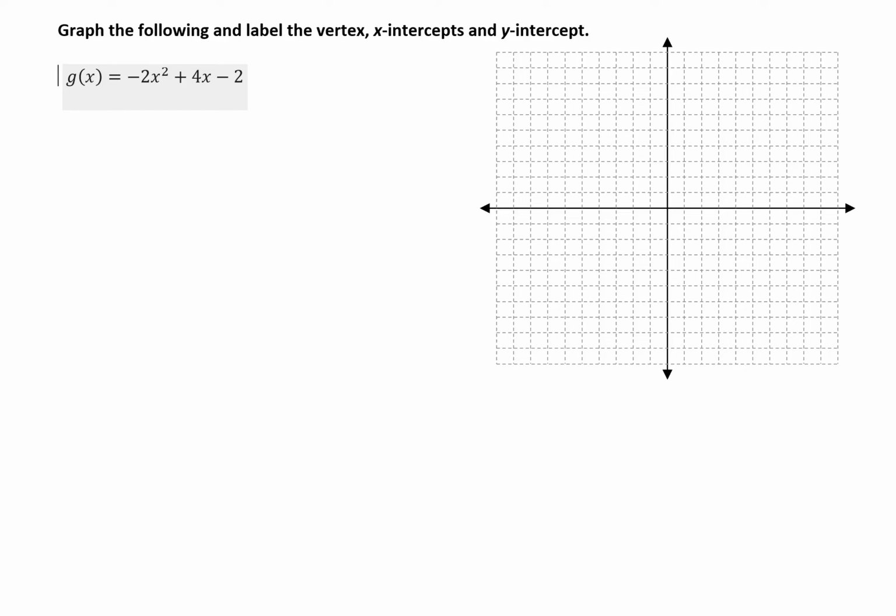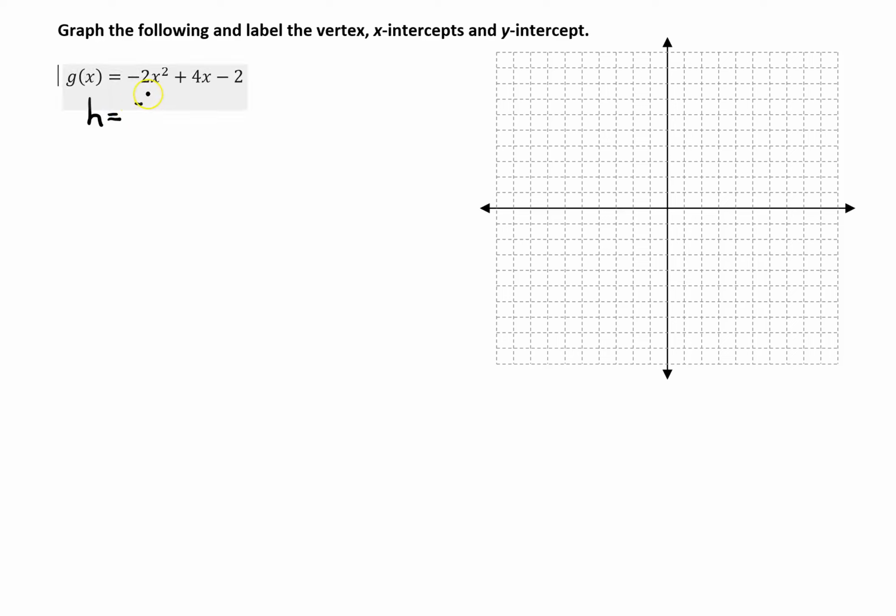In this video, we're going to graph quadratic equations by finding the vertex, the x-intercepts, and the y-intercept. The example I'll use is g of x equals negative 2x squared plus 4x take away 2.